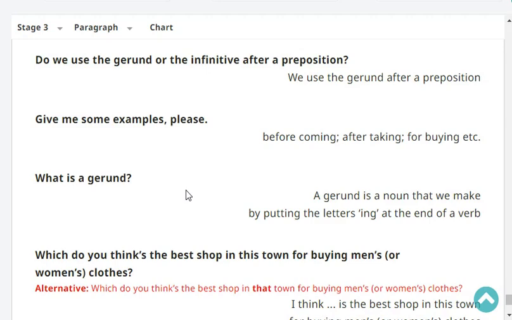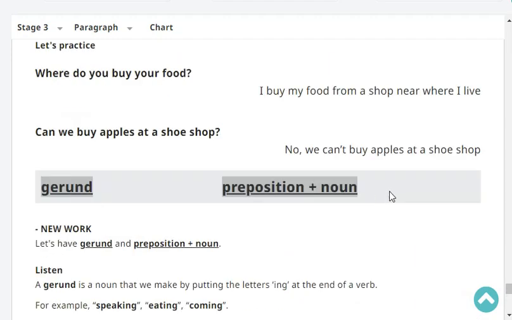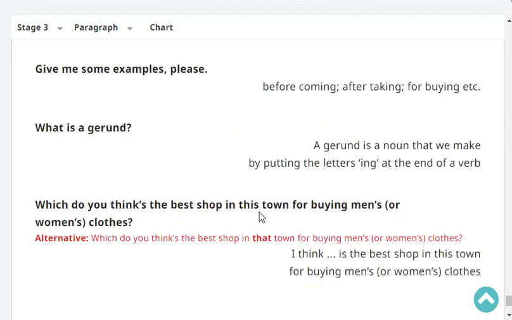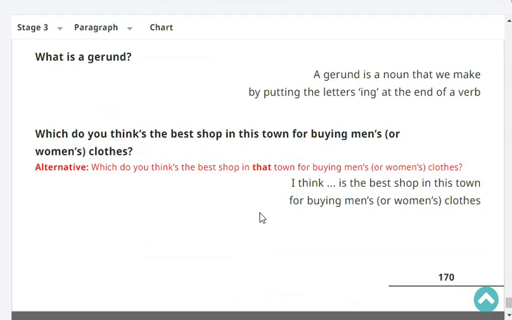What is a gerund? A gerund is a noun that we make by putting the letters ing at the end of a verb. Very good.